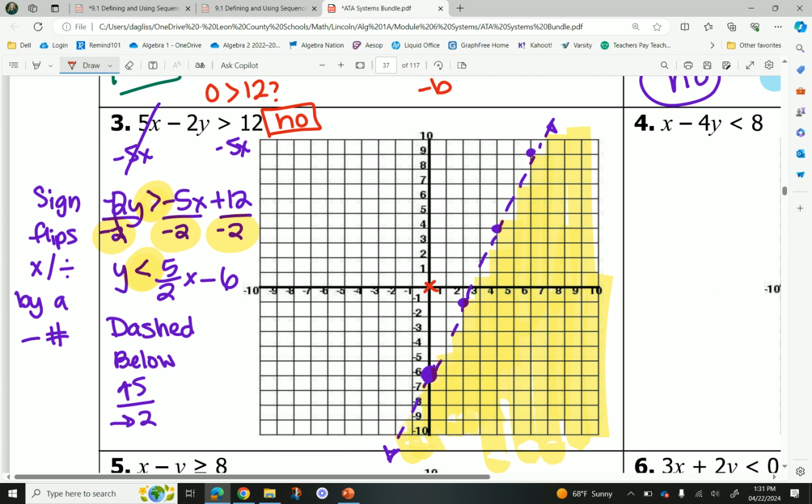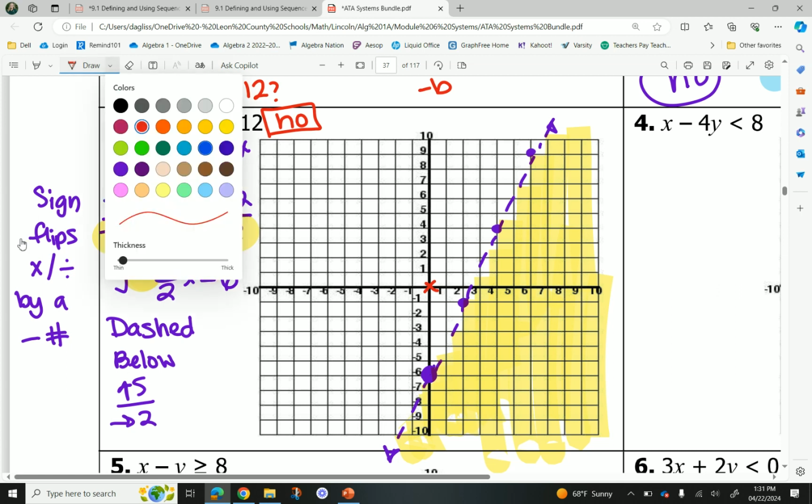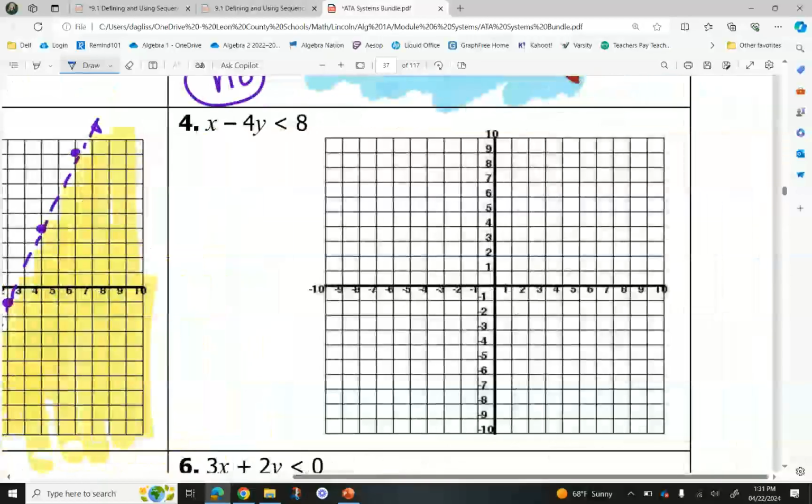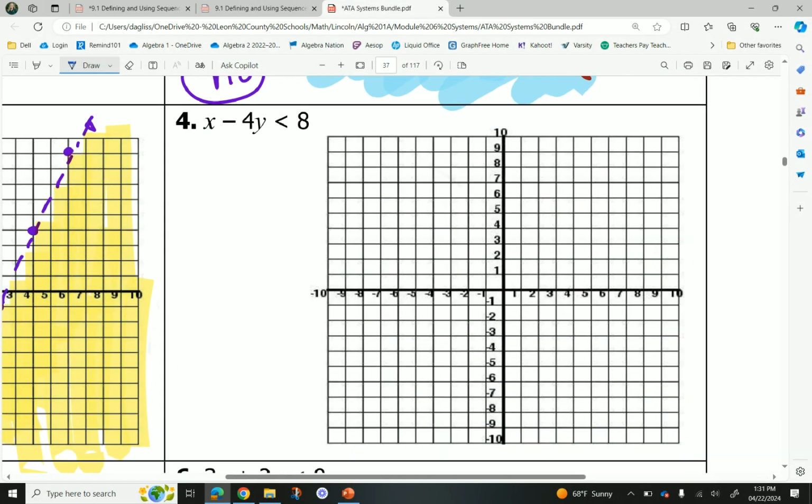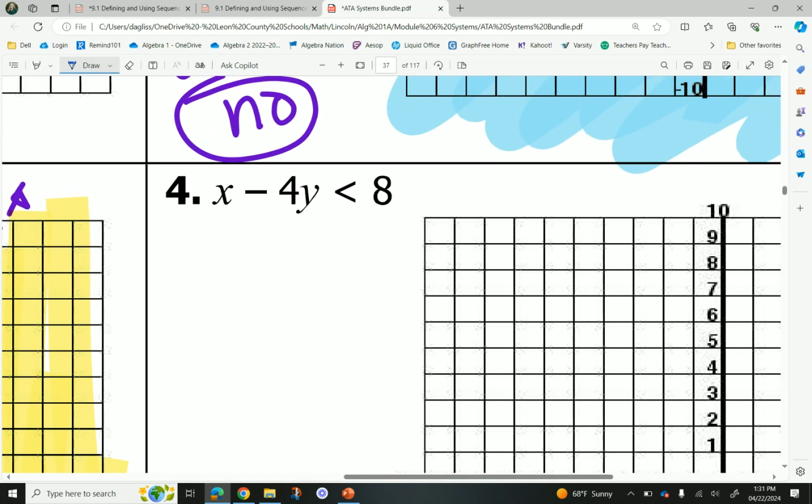Ready to move on? Number 4. I have x minus 4y is less than 8. It is not in mx plus b form. I have to move my x. How do I move my x? Subtract. Good. We subtract it. I still have negative 4y on this side. Less than. Negative x is up front. Positive 8 is next to it. Okay, 8 was already there. We're just moving negative x in front of it.